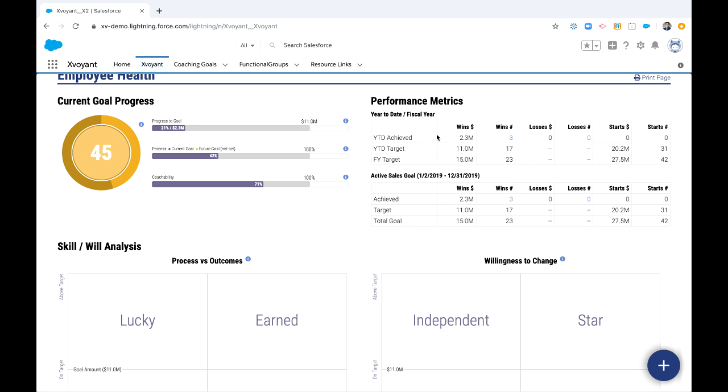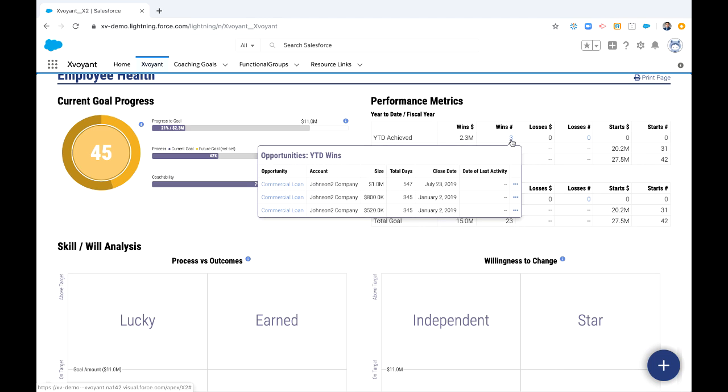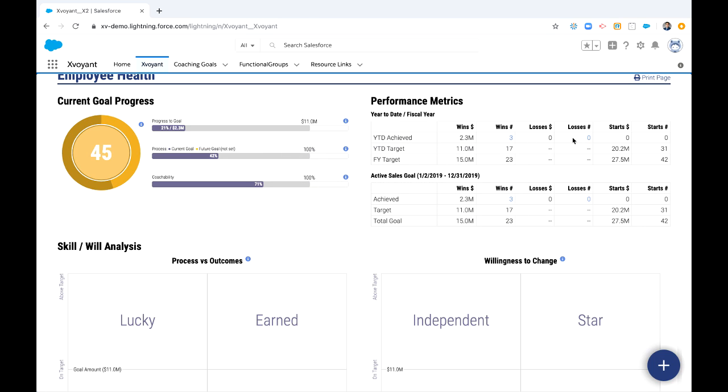First, year-to-date achieved. This person has currently won $2.3 million, and it equals to 3 opportunities. If I want to find out more about those opportunities, I can click on that number 3, and it's going to show me those opportunities. They haven't lost any opportunities this year, but also they haven't started any new opportunities this year.